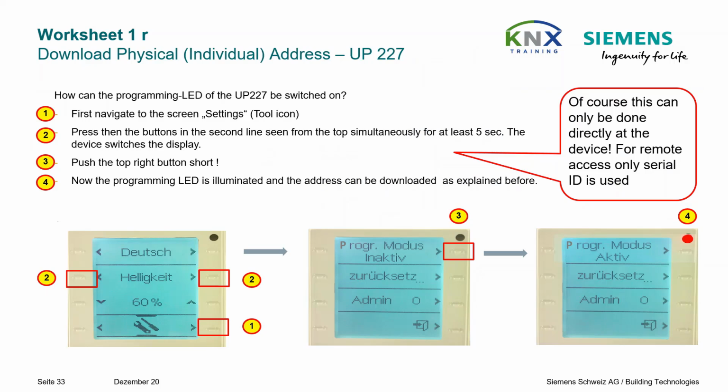If you have physical access to the training kit, not applicable for online training and remote access, how can the programming LED of the UP227 be switched on? First, navigate to the screen Settings tool icon on the front panel of the device. Press then the buttons in the second line seen from the top simultaneously for at least 5 seconds. The device switches the display. Push the top right button short. Now the programming LED is illuminated and the address can be downloaded as explained before.